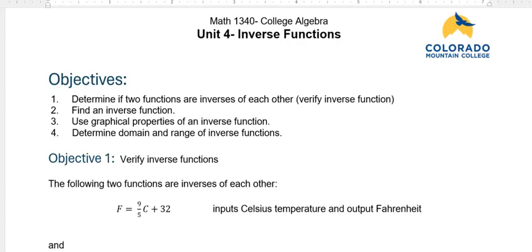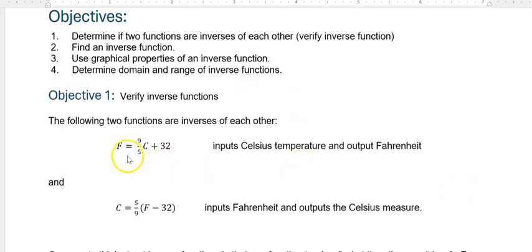And we'll start with an example. Here's an example of two inverse functions. Fahrenheit to Celsius and Celsius to Fahrenheit. If I have an input of Celsius, the output would be Fahrenheit. And this other function, which I'm saying is the inverse function, if I have an input of Fahrenheit, the output is Celsius.